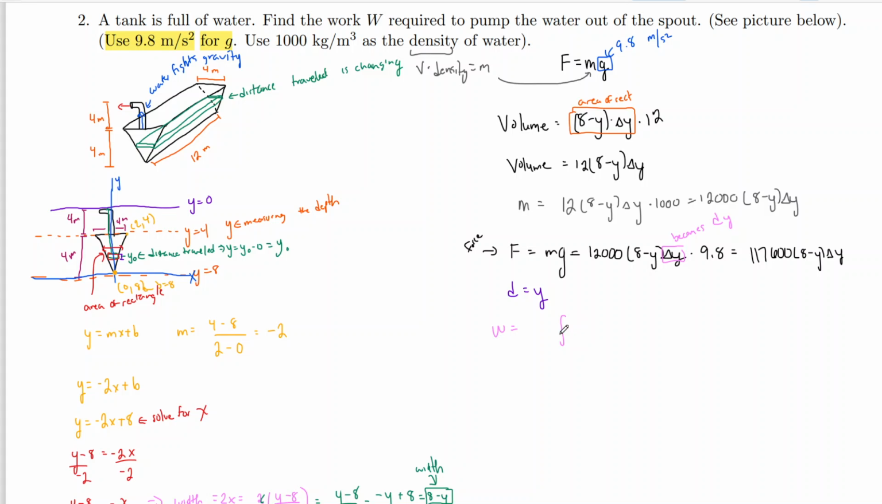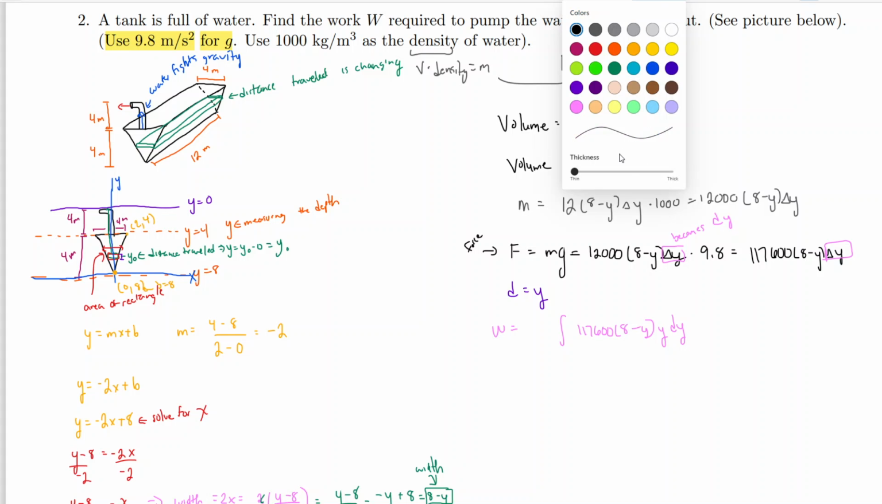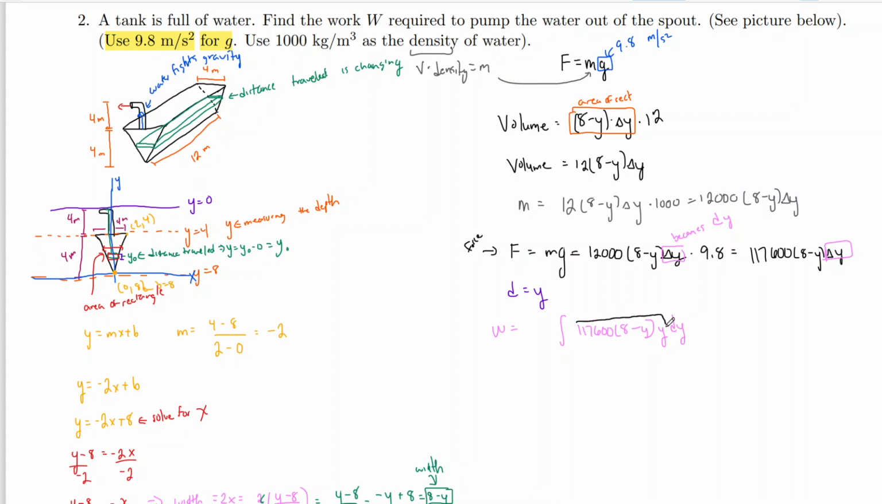So we have the integral. We'll have some bounds here to put in a second, but we have our force formula without the delta y because this becomes dy. We have 117,600 times 8 minus y, but don't forget the y here for the distance traveled. Each little thing in here is basically the work done at every little small rectangle, but we're adding up all the works to get the entirety.